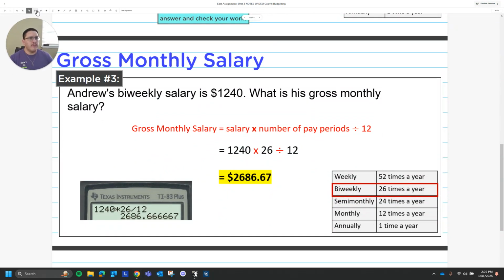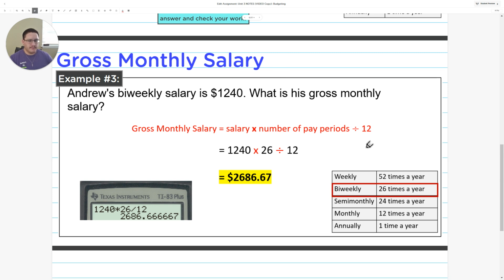Okay, gross monthly salary. Andrew's bi-weekly salary is $1,240. What is his gross monthly salary? So to find gross monthly salary, we're going to take the salary times the number of pay periods and then divide that by 12. So here's how this should go.